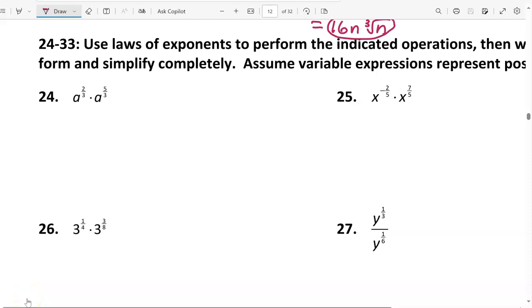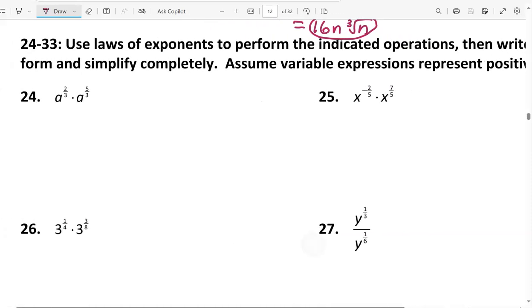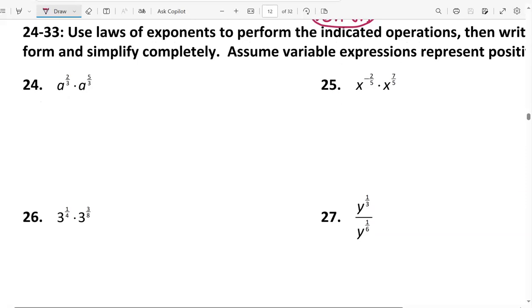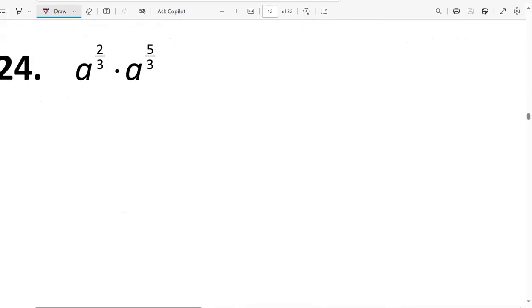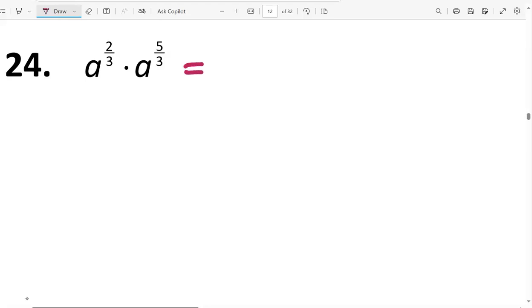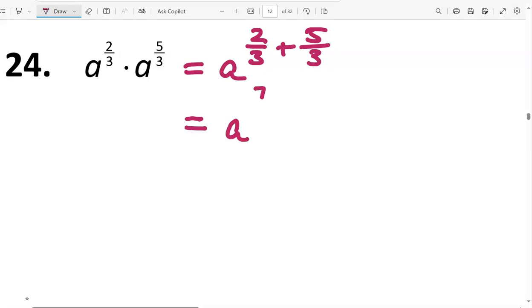In numbers 24 through 33, we're asked to use the laws of exponents to perform the operations and then rewrite in radical form and simplify the radical. All right, so in 24, a to the 2/3 times a to the 5/3 is a to the 2/3 plus 5/3, because when we multiply like bases together, we just simply add the exponents, and that will give us a raised to the 7/3. And then once we have this simplified, we can put it in radical form.